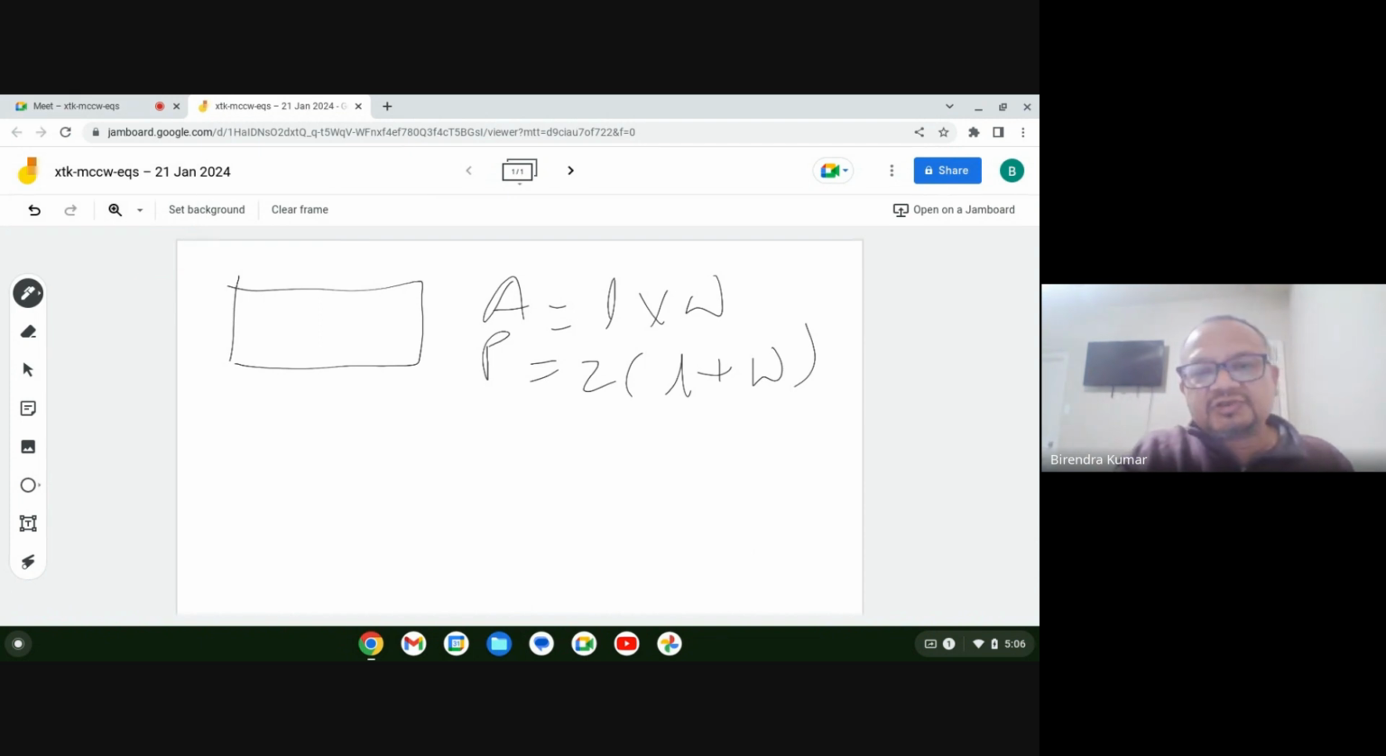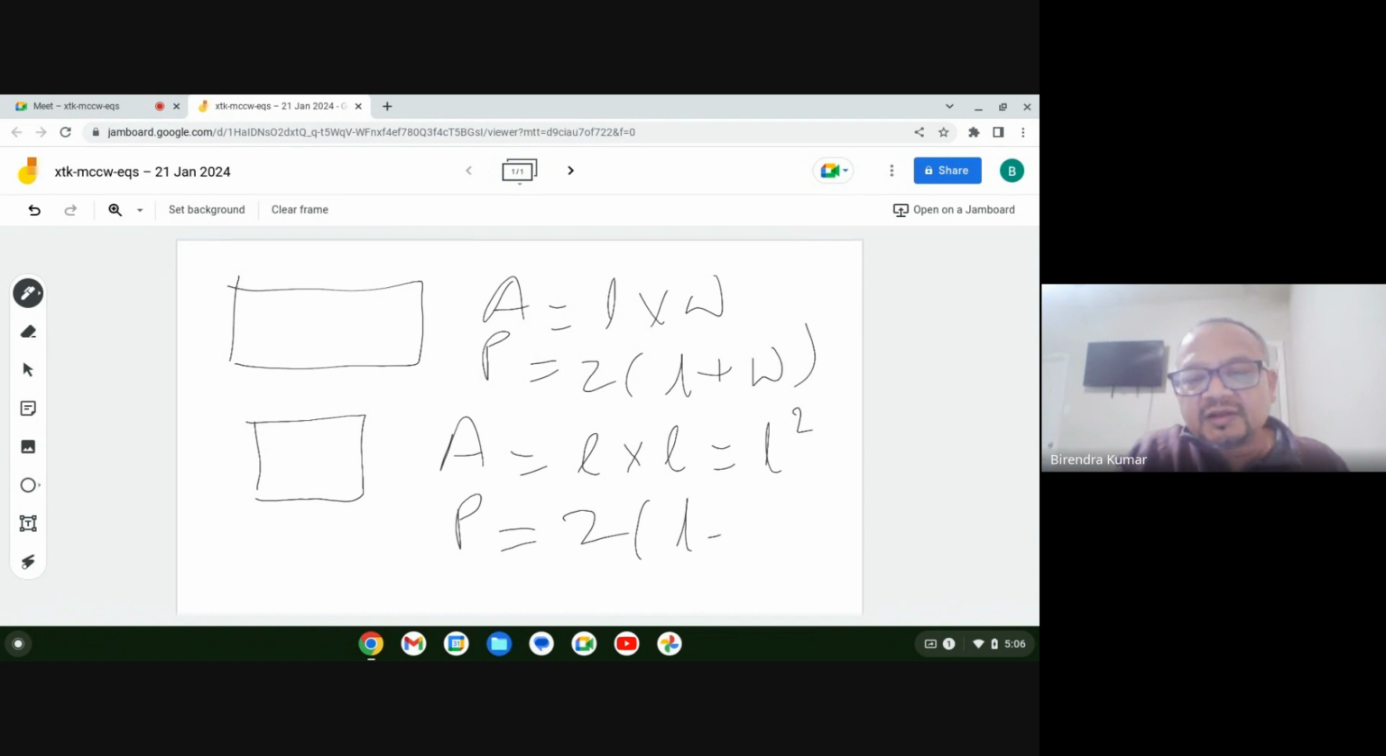So perimeter is 2 times length plus width. I'm not telling how because we did that yesterday, and once I upload the video of the previous class, you'll be able to find that out again if you want to recall that. Now, if you're talking about a square, what is the area? It is length into length, meaning length squared, because in a square all the sides are of the same length. The perimeter of a square is the same as a rectangle, 2 times length plus length, so this becomes 4 times length.